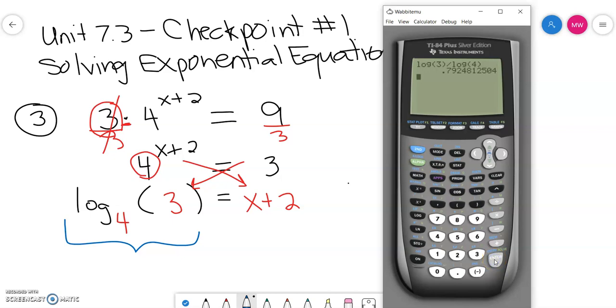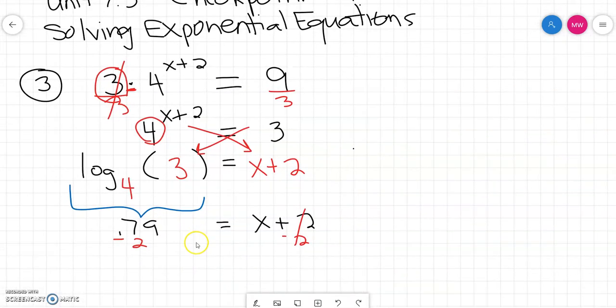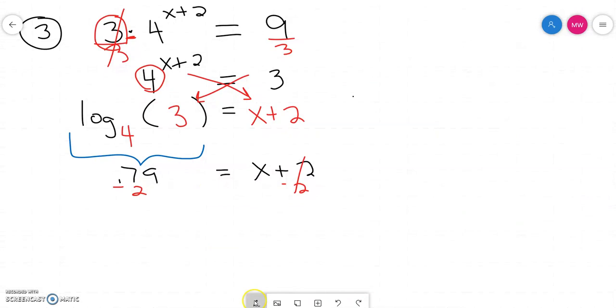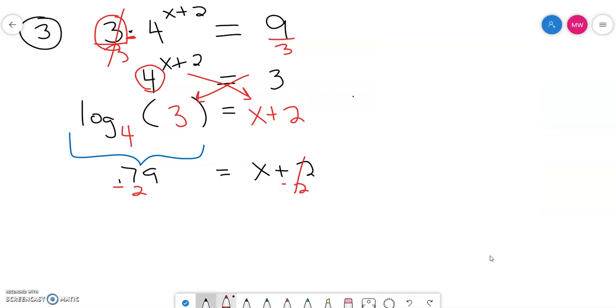All right, and that is right here, 0.79 equals x plus 2. And then obviously to get x by itself, I would just subtract 2 on both sides. Which, if I do minus 2, gets me negative 1.21, because we're supposed to round. So negative 1.21 equals x.